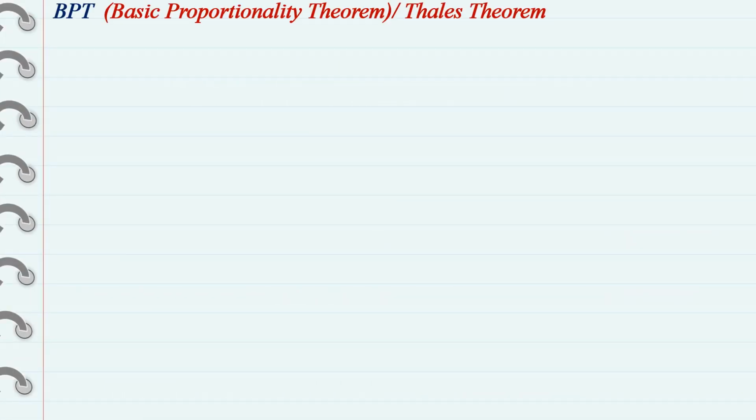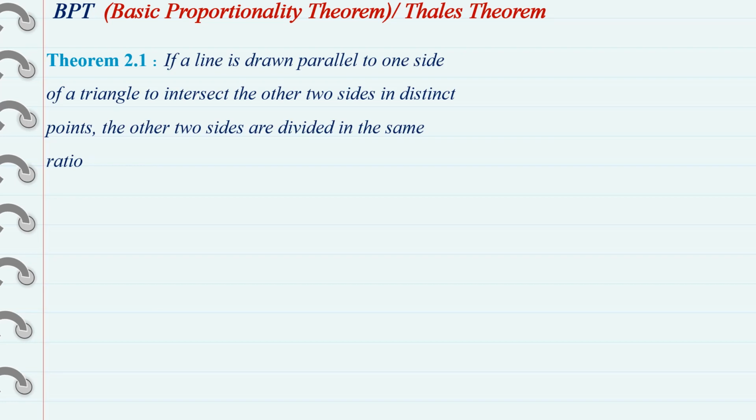Basic proportionality theorem or Thales theorem. It is also called as BPT theorem. Okay, it is very important theorem. And let us see the statement here. Theorem 2.1. If a line is drawn parallel to one side of a triangle to intersect the other two sides in distinct points, the other two sides are divided in the same ratio.